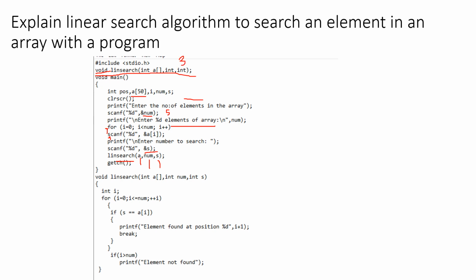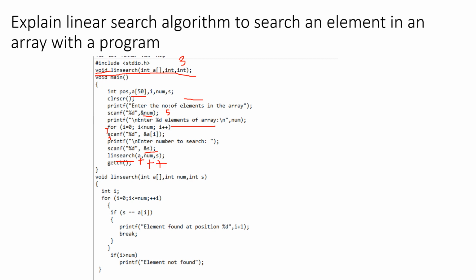One is a character array, integer array, second is an integer, and third is also an integer. So you have to pass in the variable name in that same order. So A is an integer array, and then num is an integer, and s is an integer.